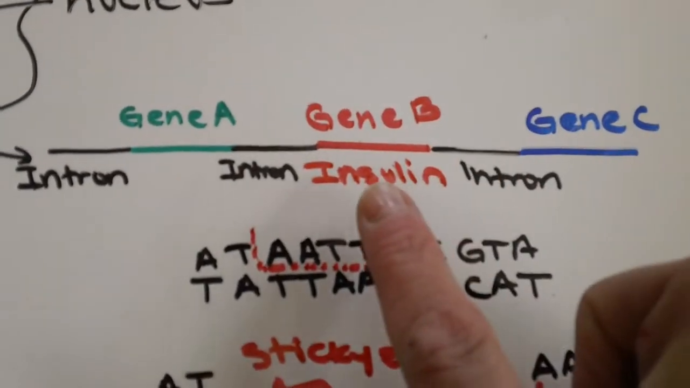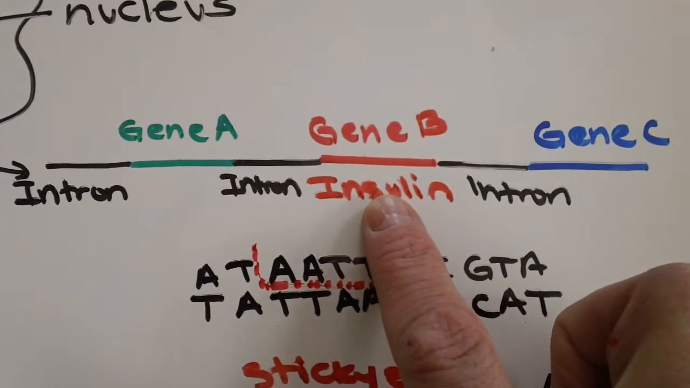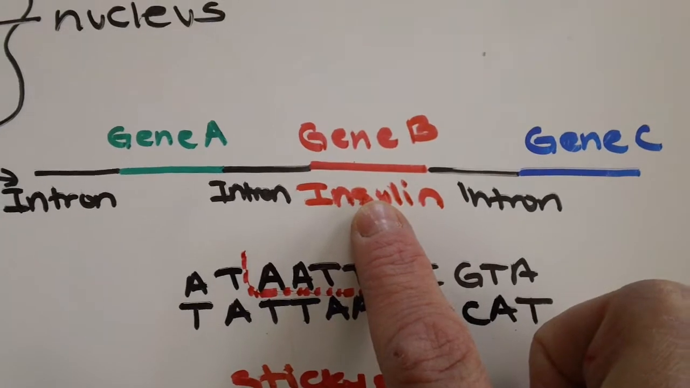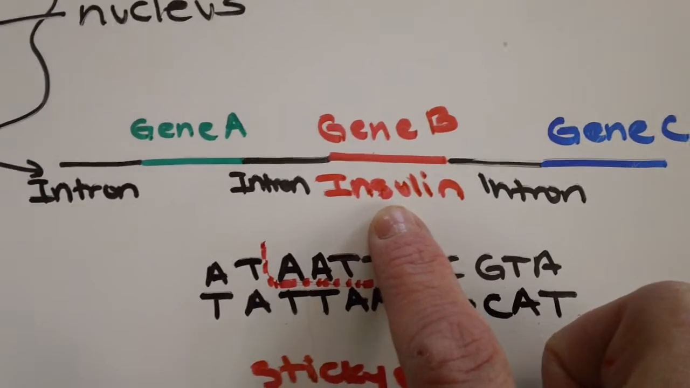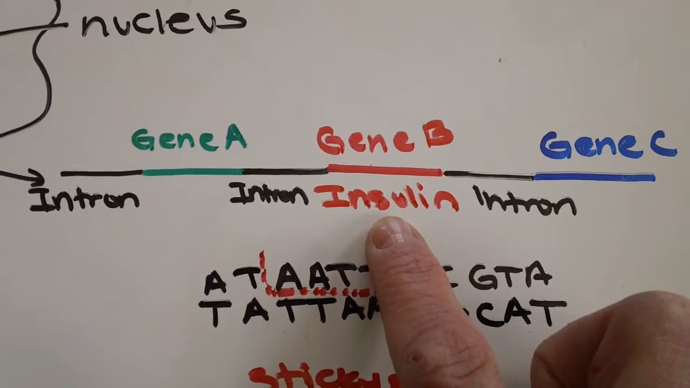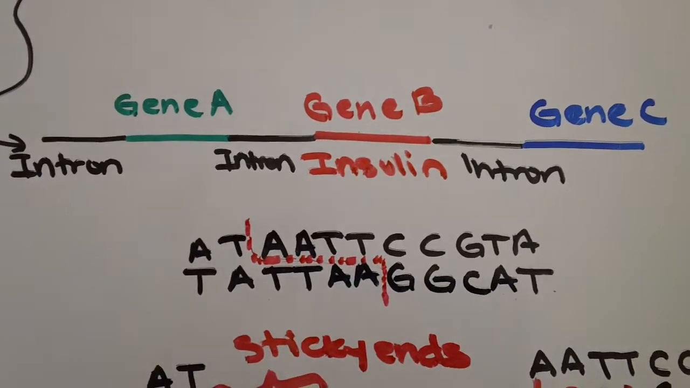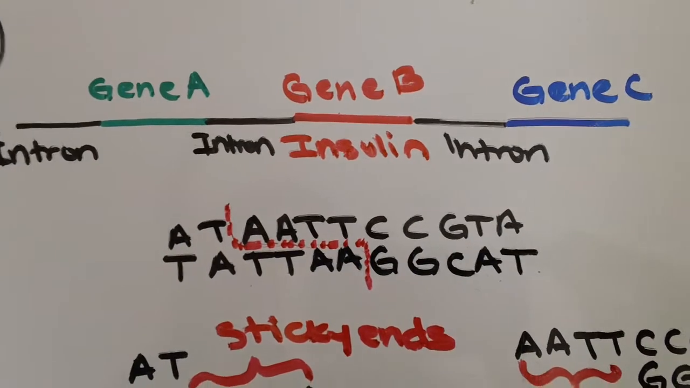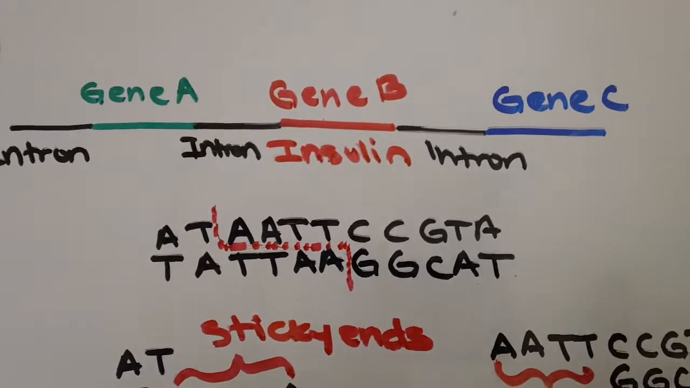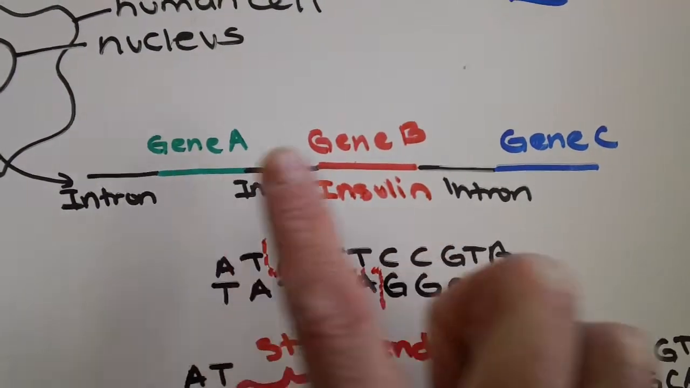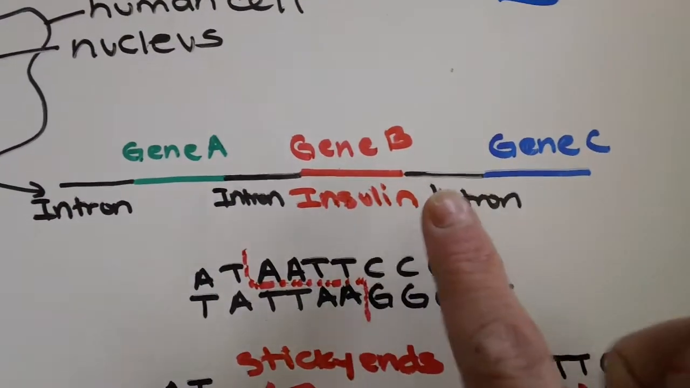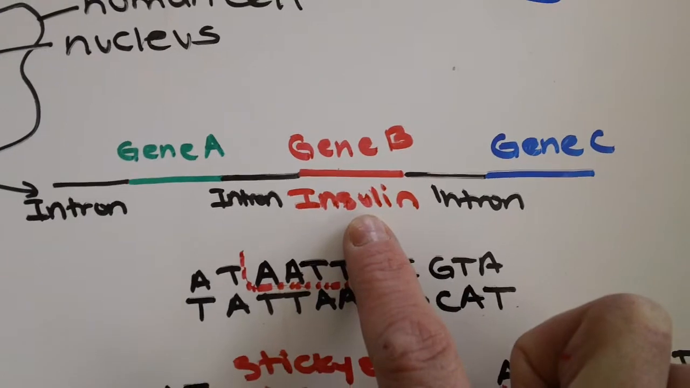Now here we're going to look specifically at insulin because people with diabetes have difficulties making the protein insulin and therefore have difficulties taking the glucose from their blood into their body cells. So they need to get insulin in some form. So for us to do this, we don't want gene A or gene C. I just want gene B to be able to be removed.